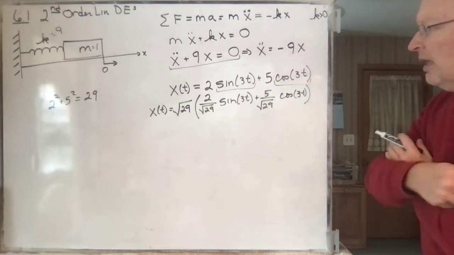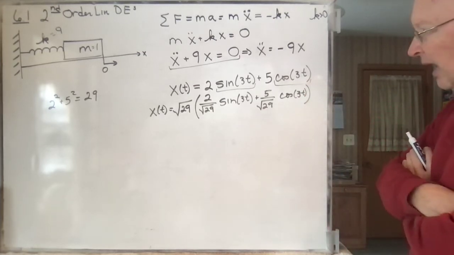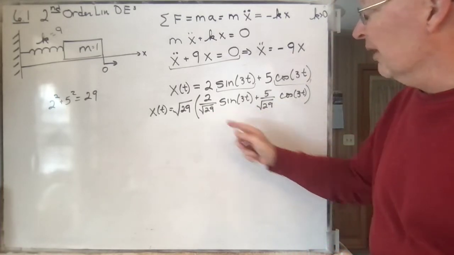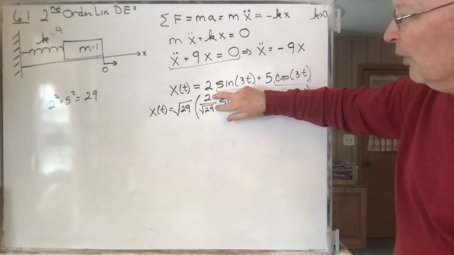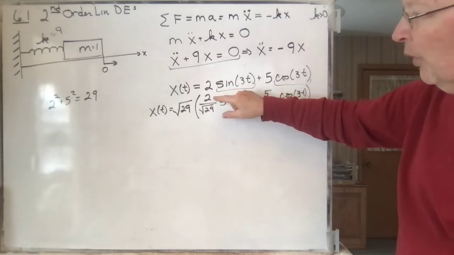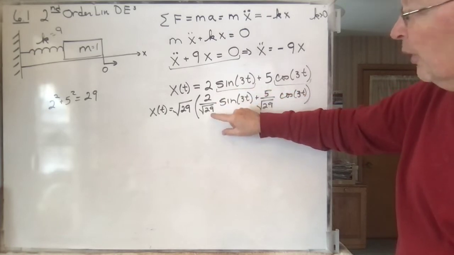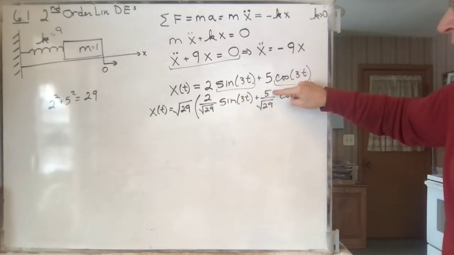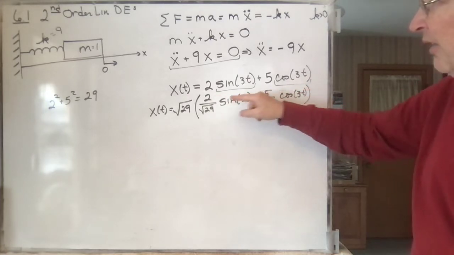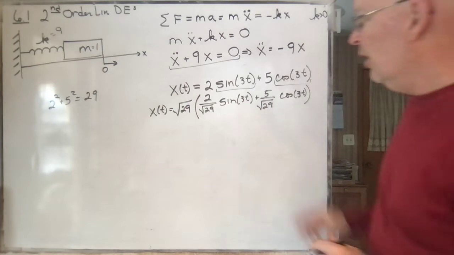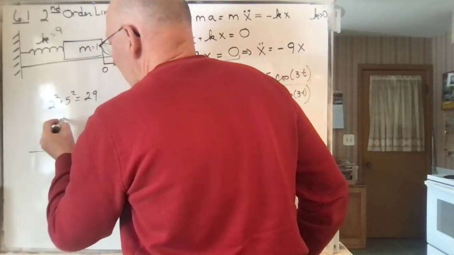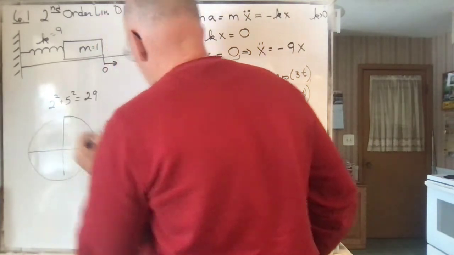Okay? Now, why did I do that? I did that because I manufactured these numbers right there so that when I square this one and square this one and add them together, I'm going to get 1. Do you agree? If I square this one, I'm going to get 4 over 29. If I square this one, I'm going to get 25 over 29. 4 plus 25 is 29, so I have 29 over 29. So in other words, those are numbers right there which are on the unit circle.